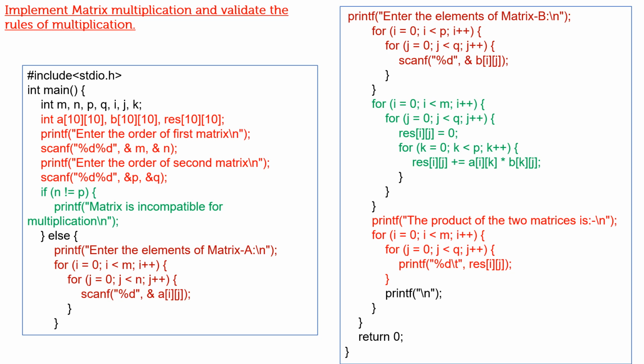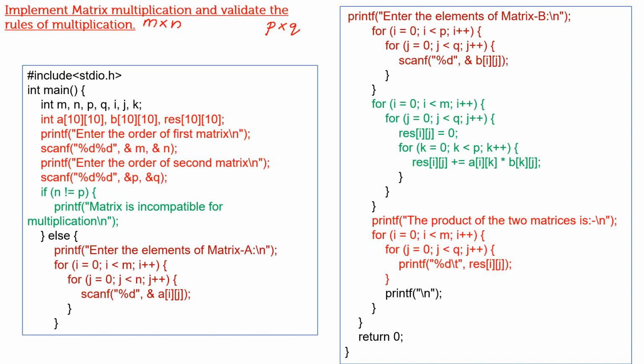So implement matrix multiplication and validate the rules of multiplication. Suppose I take an example: the first matrix is in the order of m cross n and the second matrix is in the order of p cross q. So what is your m? M is the number of rows of your first matrix and n is the number of columns of your first matrix. Similarly, p is the number of rows of the second matrix and q is the number of columns of the second matrix.